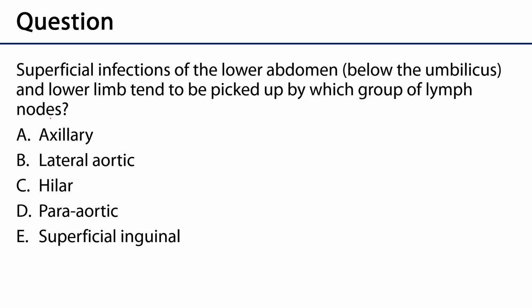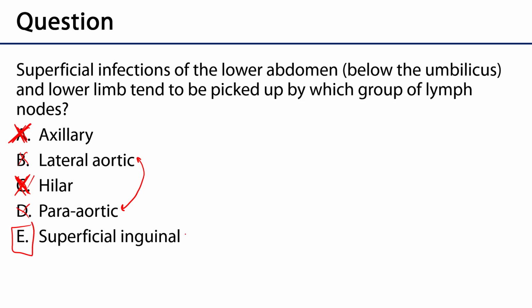Well, it doesn't make sense that anything below the transumbilical plane would be picked up by the axillary nodes, because axillary nodes will pick up above the transumbilical plane. Lateral aortic and para-aortic are equivalent. Those are following the lumbar trunk, so eventually they'll go through those lateral aortic groups, but not right away. Hilar nodes are in association with the hila of the lungs, and so the correct answer is E, superficial inguinal nodes.